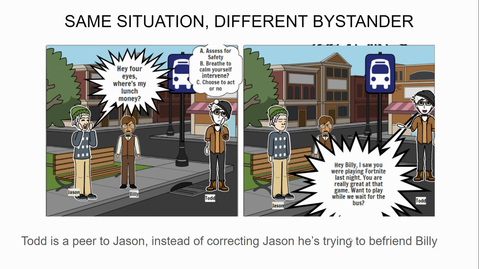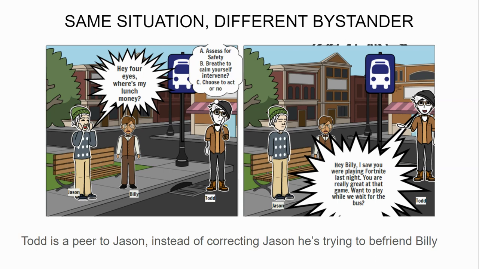So now we're going to see the same situation, but a different bystander. So Todd is now standing in the place of our active bystander. Todd is about the same size as Jason, so we can assume they're about the same age. And Jason is saying, "Hey, Four Eyes, where's my lunch money?" And Todd is saying, assess for safety, breathe to calm yourself, choose to act or no.